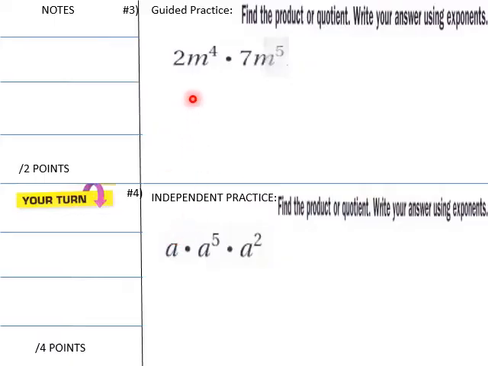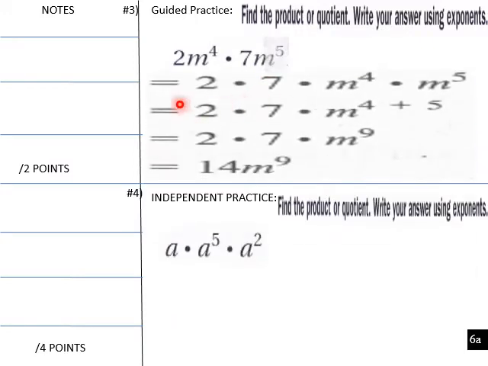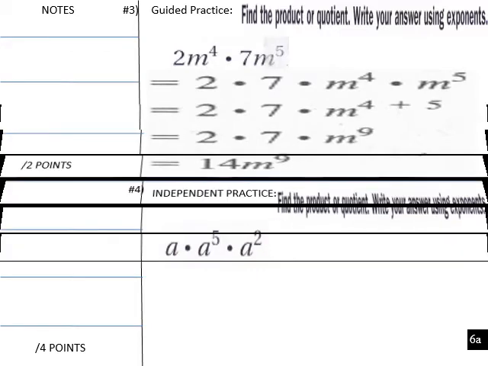Find the product or quotient. Write your answer using exponents. Students, this is yours down here. So let's do our guided practice here. Here's the solution. 2 times 7 times m to the 4th times n to the 5th. They both have the same base. So we add our exponents here. We multiply 2 times 7, to get 14m to the 4 plus 5, which would equal 9. Students, this is yours. You should be able to do that on your own.